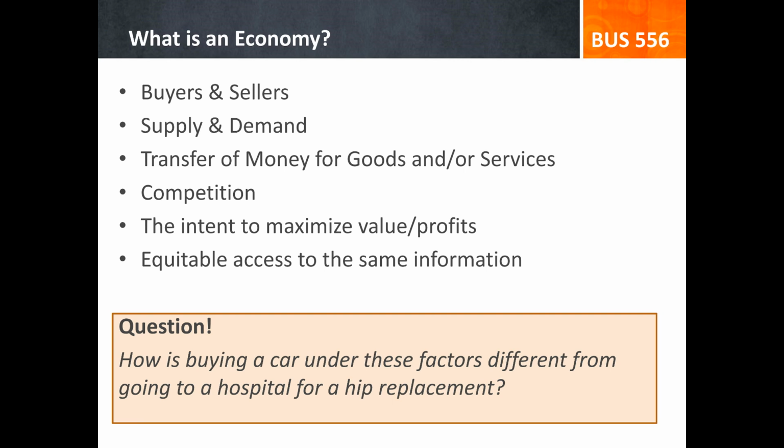As you know, in healthcare, it's not the case. It's a one-way street. Doctors know way more than we do, and so we have to sort of listen to what they say, which can cause costs to go up. So we had kind of just alluded to that. How is buying a car under these factors different from going to the hospital for a hip replacement?